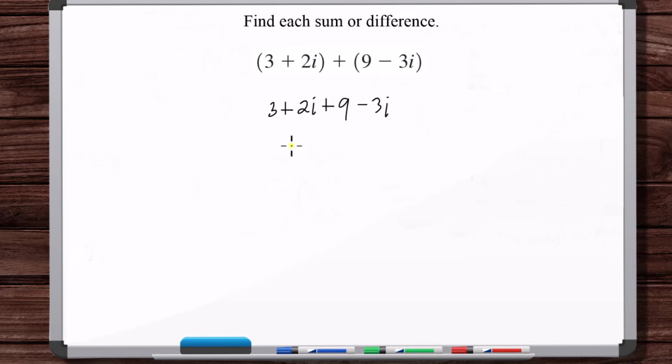All right, so 9 plus 3 is 12. 2 minus 3 is -1. Now you're done.